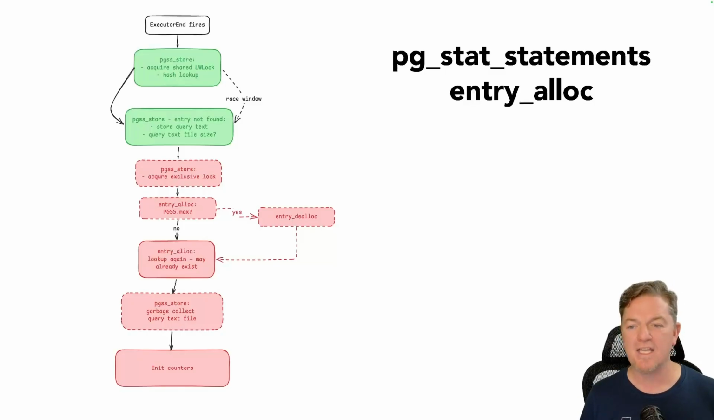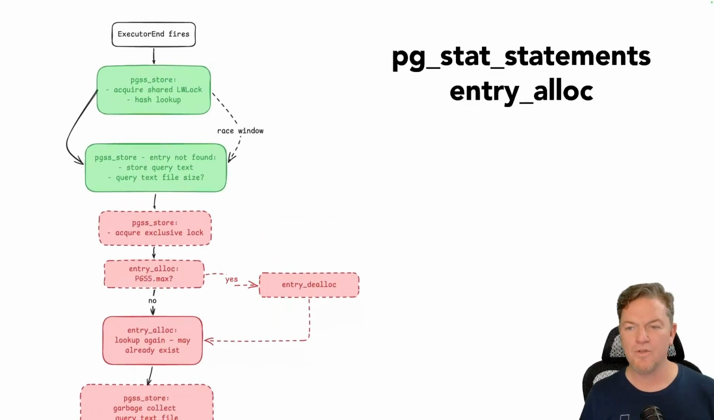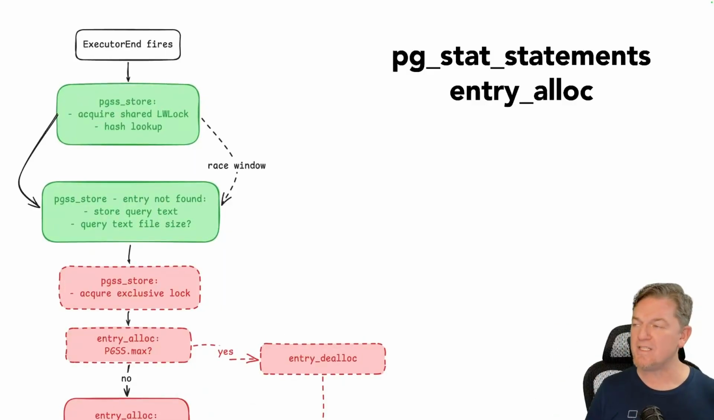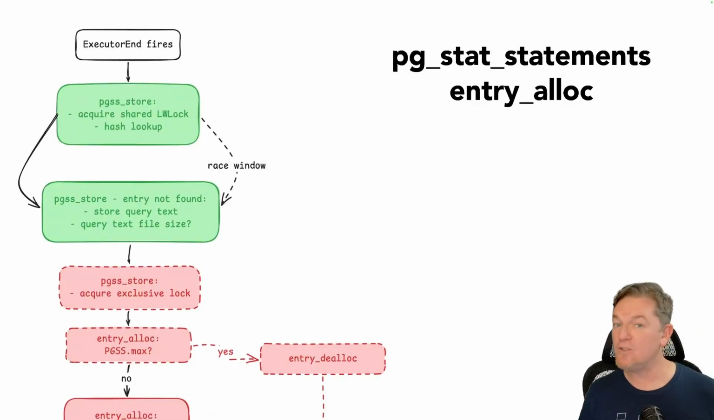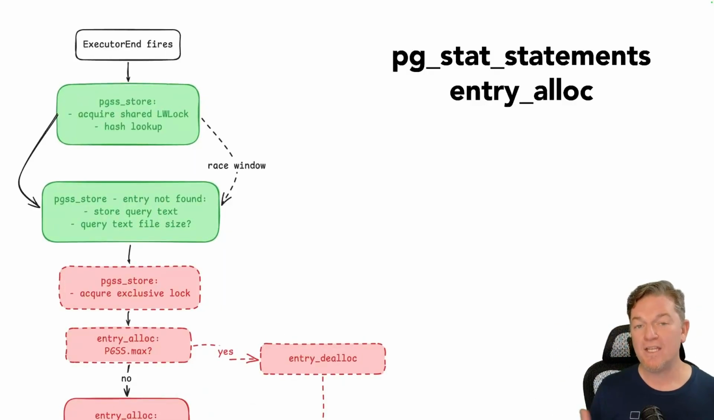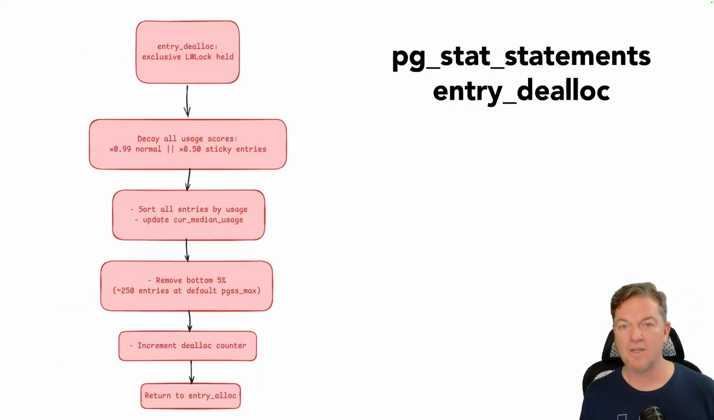There's a lot of work that has to be done. And so taking a closer look at it, we go through pgstat store, find that we don't have that entry, and so we then switch from a shared lock to an exclusive lock. And we go ahead and make sure that text file has been updated and see if later on we're going to have to deallocate or shrink the text file. And then we start to check some of the things we've talked about. Have we hit pgstat max? If the answer is yes, we're going to deallocate. And that means we have to go through the deallocation phase.